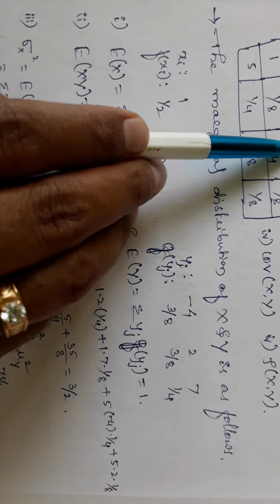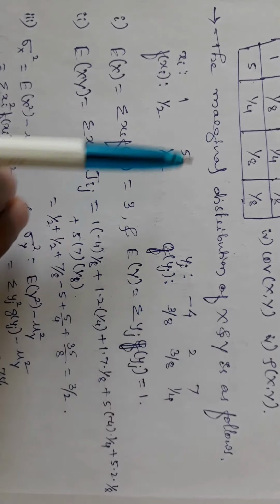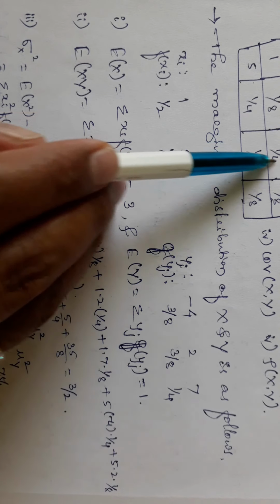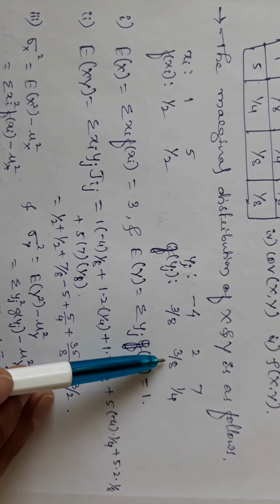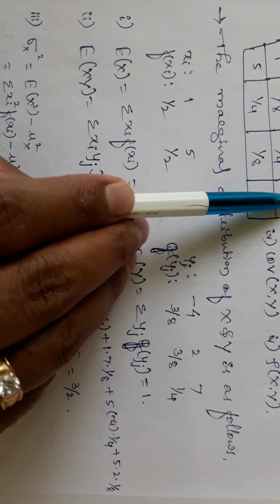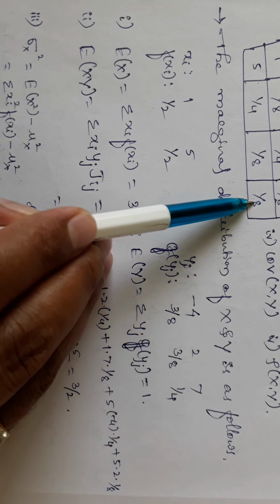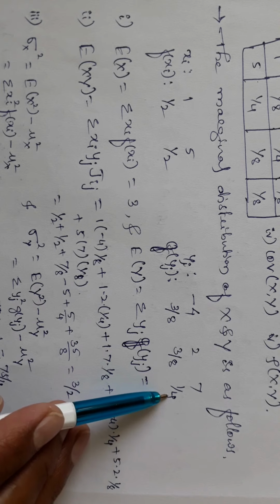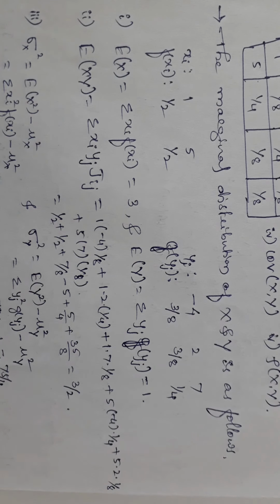Next, the second column, 2: the sum is 1/4 plus 1/8. By taking LCM, we get the value 3/8. Next, the third column, 7: 1/8 plus 1/8, and again by simplifying we get 1/4. These are the marginal distribution values of x and y.